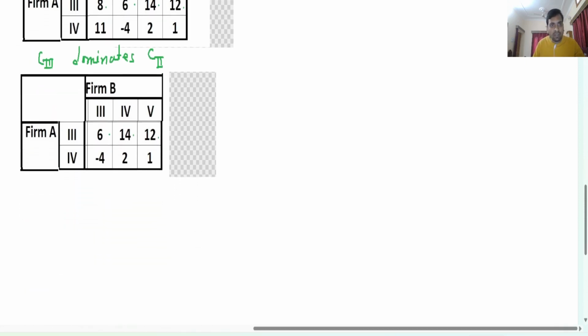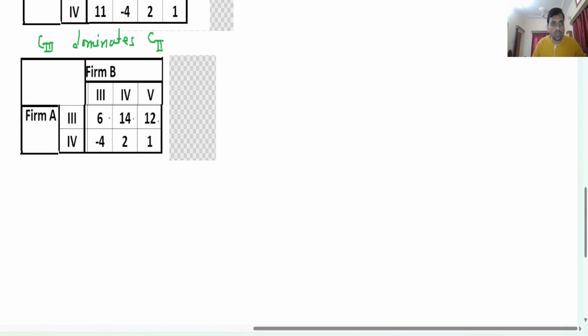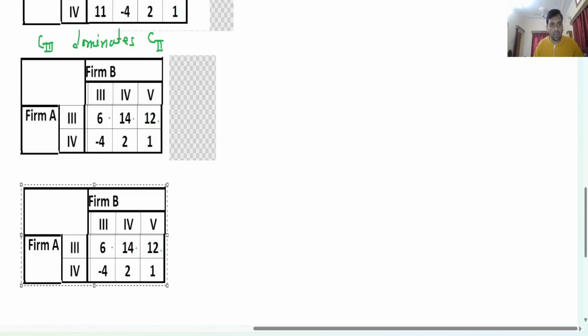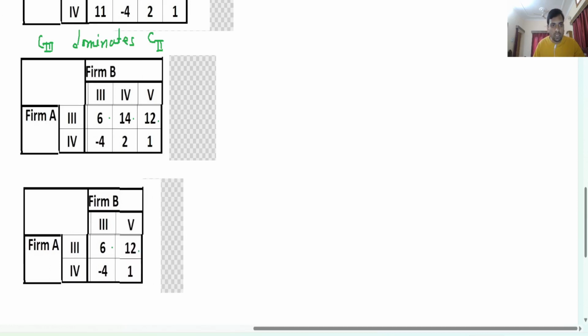Now again we will try to eliminate more columns. So this 14 of the fourth column is greater than 6. This 2 is greater than minus 4. So now next we will eliminate this fourth column. So on eliminating this, the reduced payoff matrix is, we will eliminate this fourth column. So you will see this table.